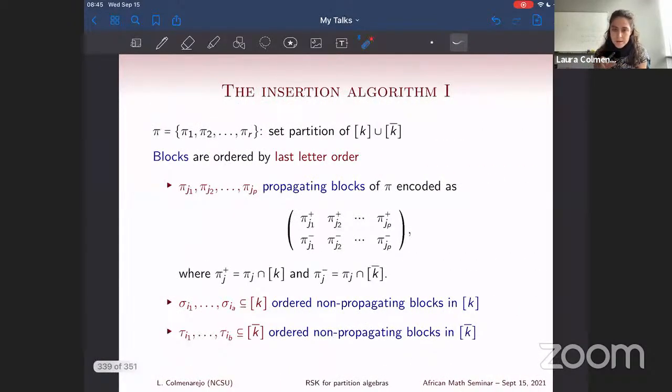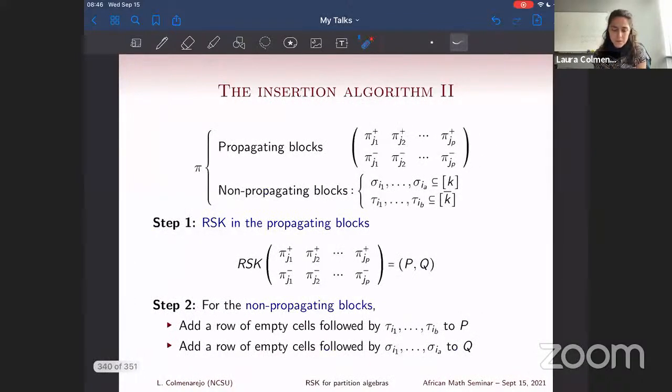This is kind of a complicated slide, but I will do an example in a minute. So what I'm going to do is take the propagating blocks. I'm going to put the numbers with bars at the bottom, the numbers with non-bars at the top. And those are going to be small sets, and I'm just going to order them. The order that I'm going to use in this case, and this is kind of important, is the last letter order. So when I'm comparing two sets, I'm looking at the largest letter and ordering by that. And then I'm just keeping on my side the non-propagating blocks, and that will give me another step in my RSK.